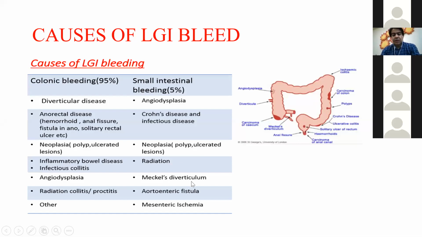Meckel's diverticulum is a very common cause of bleeding in children. Aortoenteric fistula is a vascular anomaly in which a fistula is formed between the aorta and the enteric, the small intestine. Mesenteric ischemia is again a cause of the lower GI bleed in elderly males with multiple comorbidities, especially of the cardiovascular system.